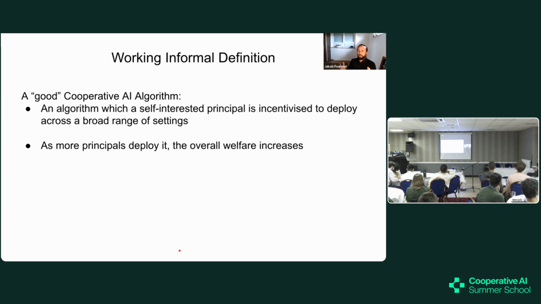Right? That's the first assumption here. There needs to be a reason to deploy this algorithm, which means all the adding up of rewards, all these things are out. But I also want something else. I'd like to have an algorithm such that as more principals are deploying it, the overall welfare increases. So first of all, I'd like to have an incentive that people start using it. And then I'd like to have an effect where if more and more people use it, the overall welfare goes up.